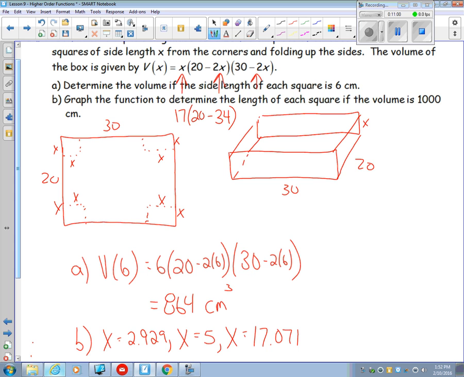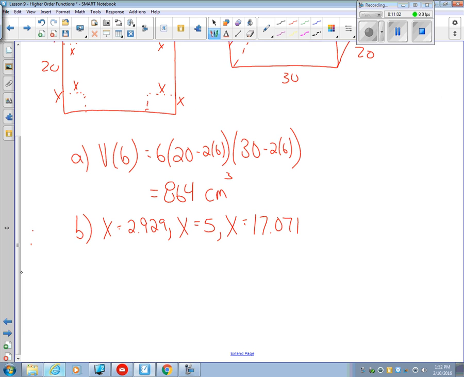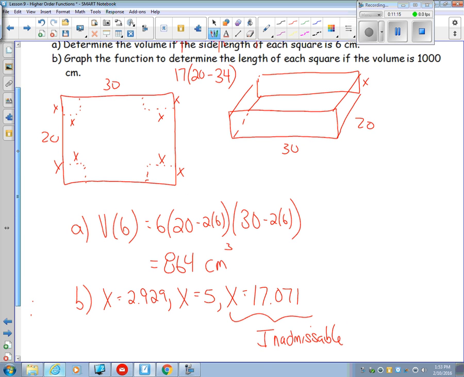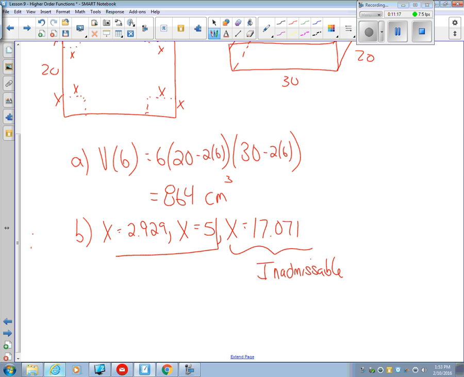No, that's not possible. Okay, so even though it's a solution on our screen, this is something we call an inadmissible answer because it's not practically possible. What values of x can I have to form 1,000? I could have either one of these two, but I could not have 17.071. It's not possible to cut that much off. Okay, so you have to start thinking about your answers a little bit sometimes. All right, let's try the last one.